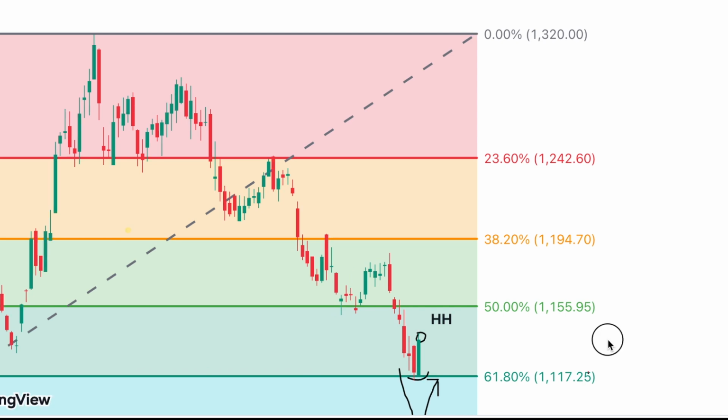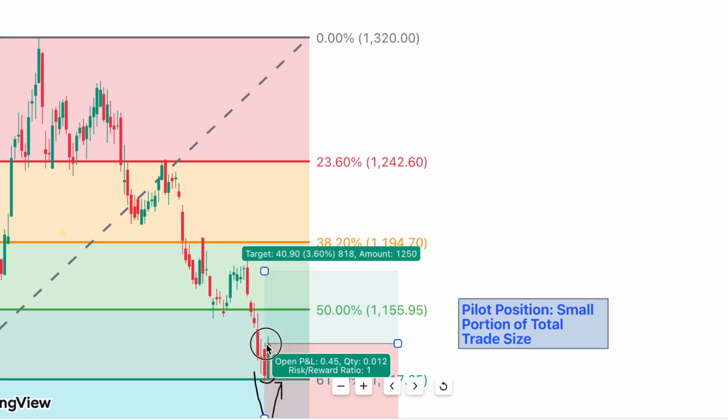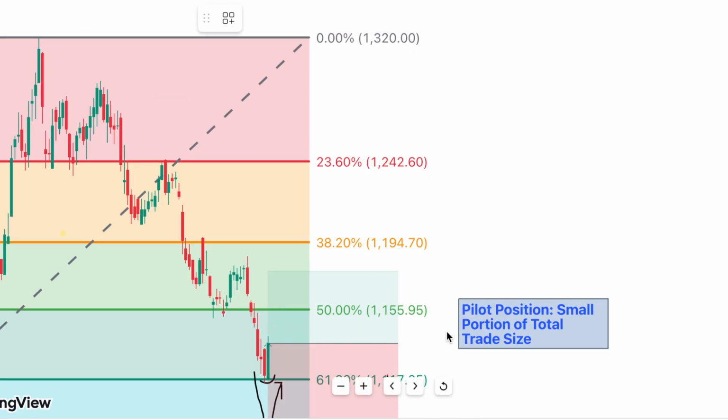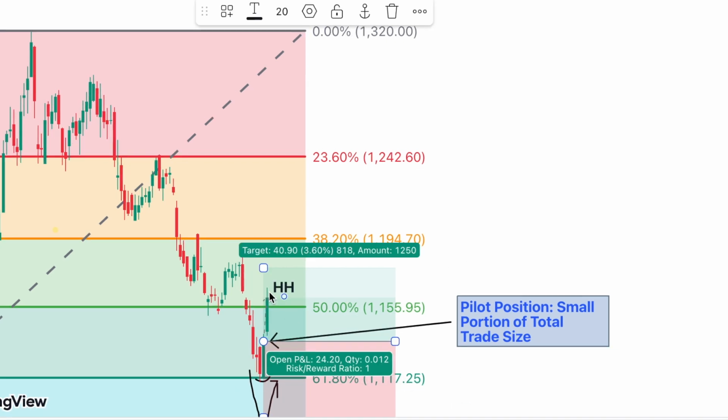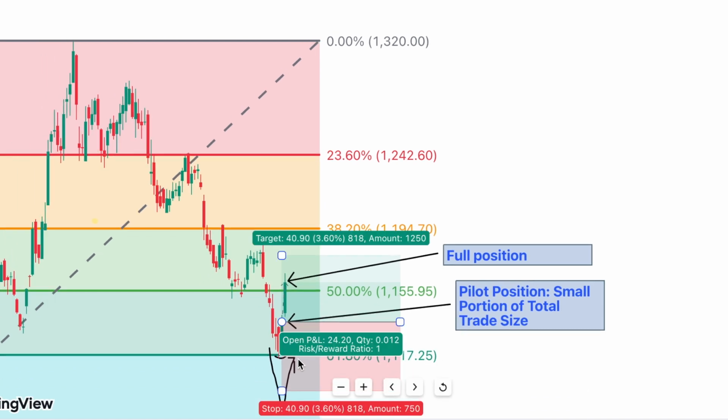So here's a pro tip. If you're unsure about this setup, if you're unsure whether the candle is showing strength or rejection near the golden ratio level, what you can do is start with a pilot position. That is just a smaller portion of your intended position size. This allows you to test the waters, and if the next day brings another higher high, or lower low in a downtrend, and you're confident that the trade is moving as expected, you can scale into your full position. So this approach helps manage risk and builds confidence in your trade setup.